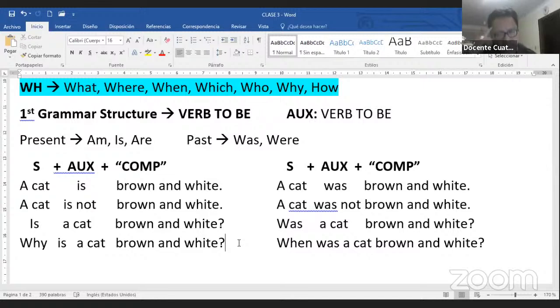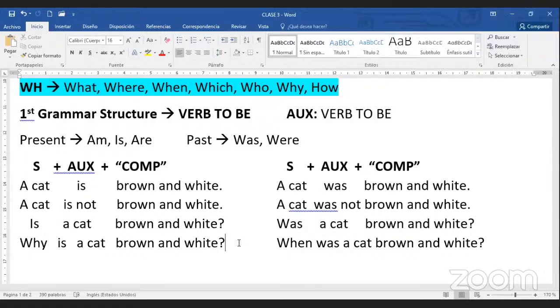This one. Which is the auxiliary in my sentence? This one. Which is the complement? This one. And practice and practice and practice. That's the idea. Don't worry.